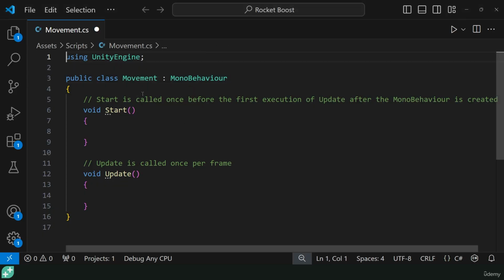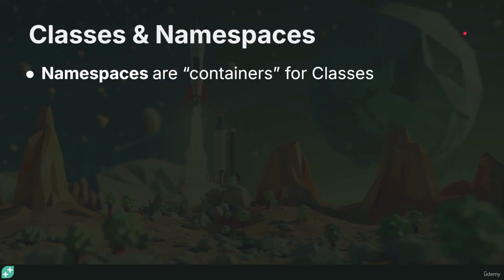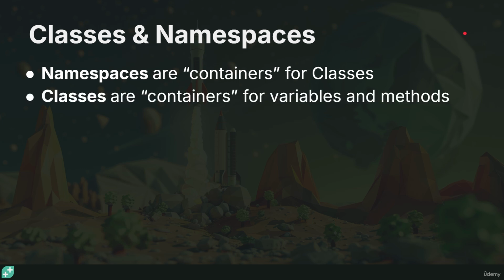Yes, it is. So in here, there are two very important concepts right in front of our face. One is namespaces. If you mouse over UnityEngine, it should say namespace. And the other is a class. If you mouse over Movement, it will say class. What are these things? Namespaces essentially are containers for classes, and classes are essentially containers for variables and methods.